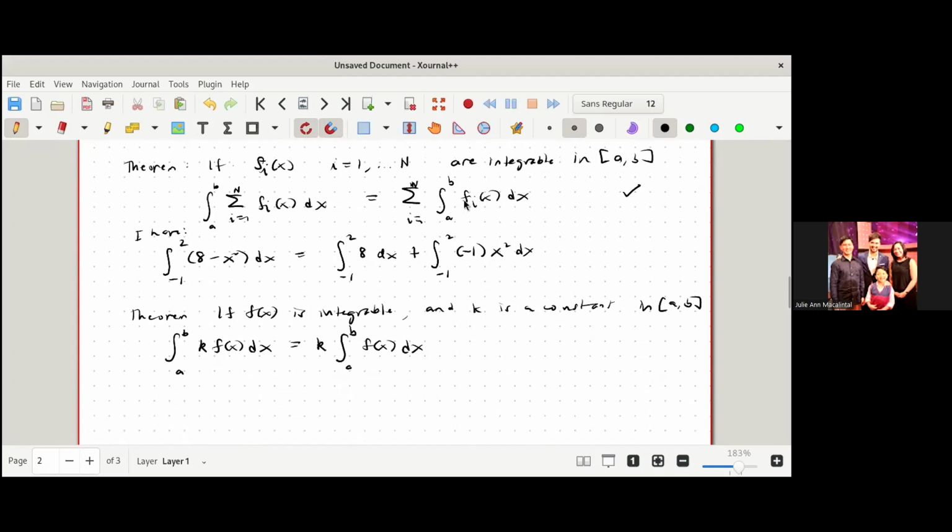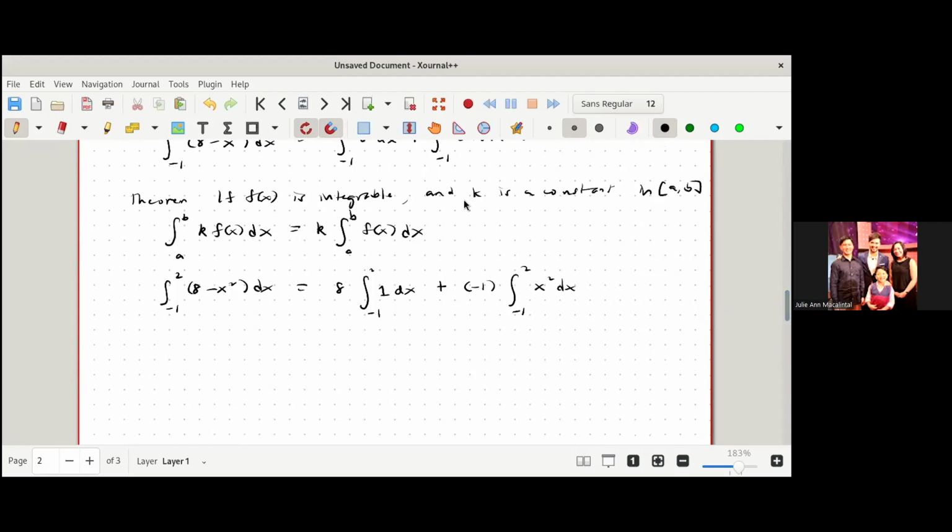So, diba? Yung integral natin ngayon can be written as 8 integral of 1 dx from negative 1 to 2. Actually, yung 8, okay na siya eh, kasi meron tayong theorem uli. Pero may isang theorem din na, yung integral of 1 from a to b is just b minus a. So, we can write it this way, plus negative 1 times integral from negative 1 to 2 of x squared dx. That is a consequence of this.